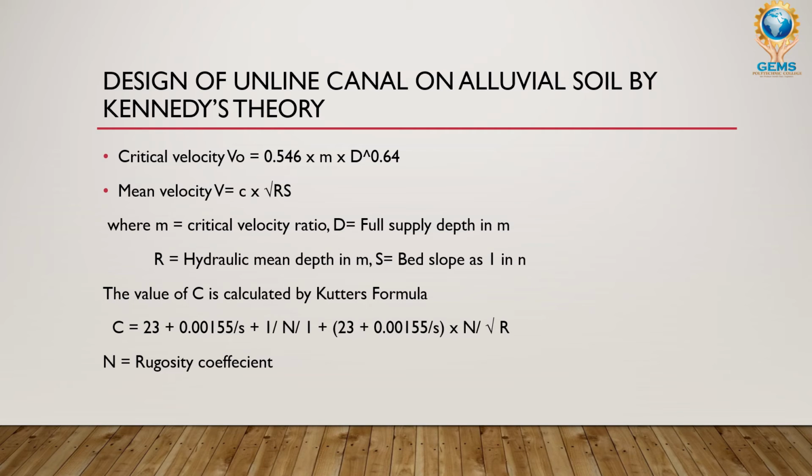The 1 in n means suppose it can be 1 in 1000, 1 in 2000 like that. Then the value of c is calculated by Kutter's formula. Kutter's formula is c is equal to 23 plus 0.00155 divided by s plus 1 by n, into 1 plus 23 plus 0.00155 divided by s, that is not whole, divided by s, into n divided by root r. This is the formula, Kutter's formula, we are going to use for the design. n is the rugosity coefficient here.